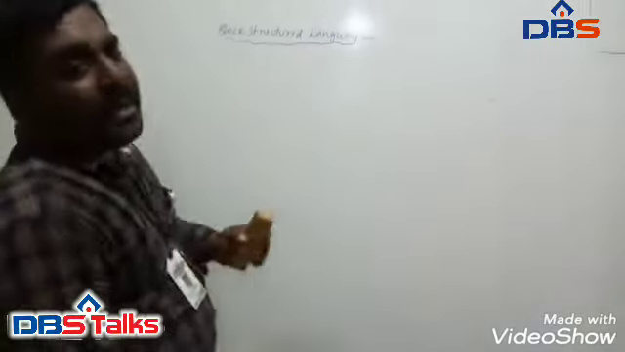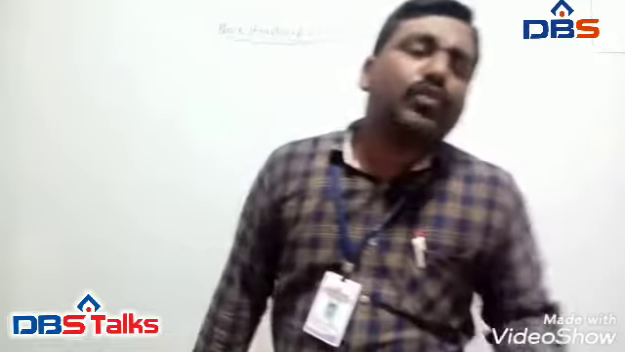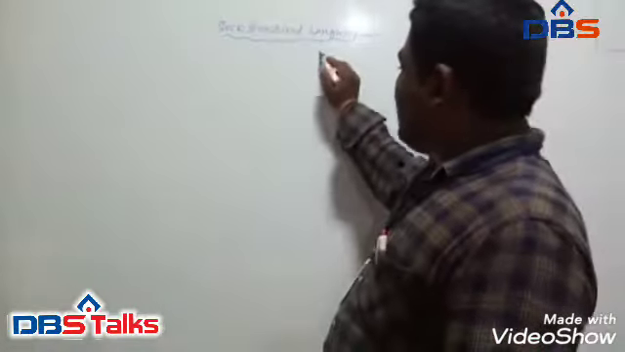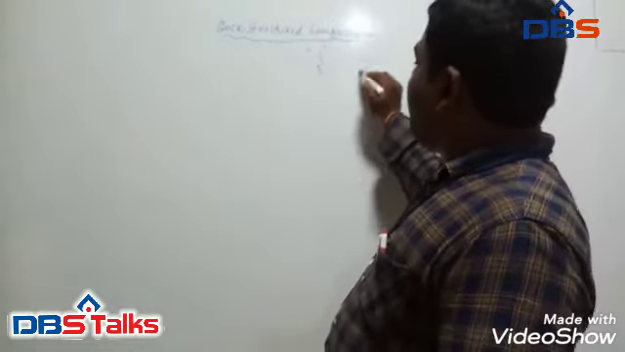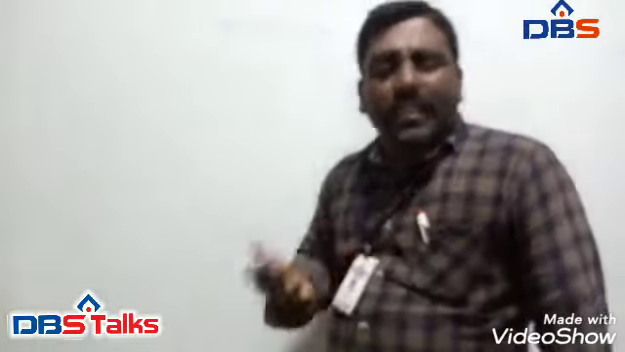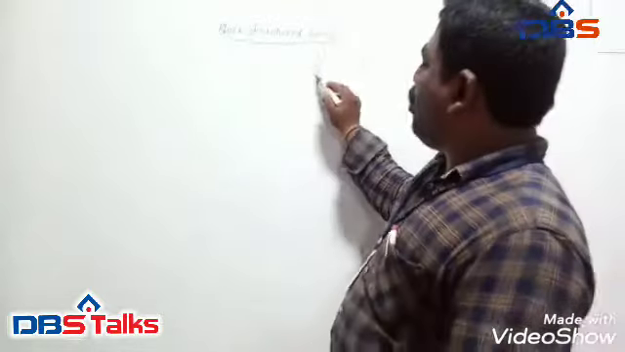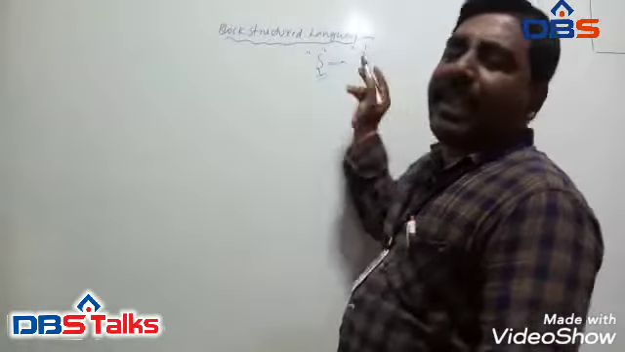What is meant by block structured language? Generally, this is a kind of language in which a section of source code is placed between a pair of brackets. The section of the code is in between the brackets. So this is the starting bracket and this is the ending bracket.